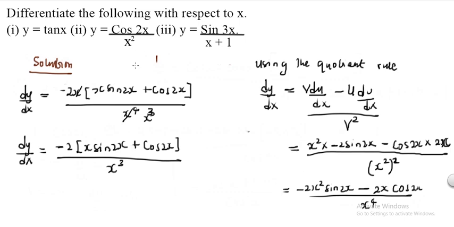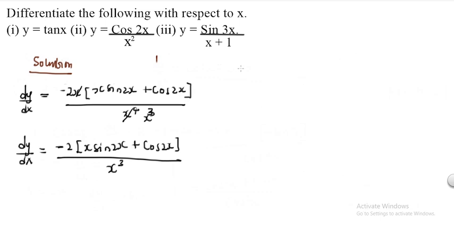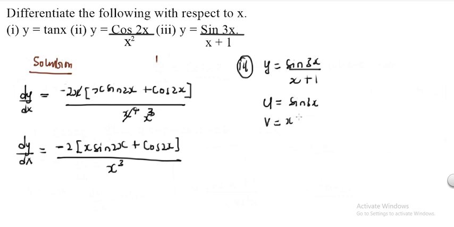Now let's move on to the last question. Now for the third question, we are asked to find the derivative of y is equal to sine 3x over x plus 1. Now you can pause the video and try to solve this one yourself. Like we've been doing before, we pick out the numerator, which is u is equal to sine 3x. We'll pick out the denominator here, which is v is x plus 1.